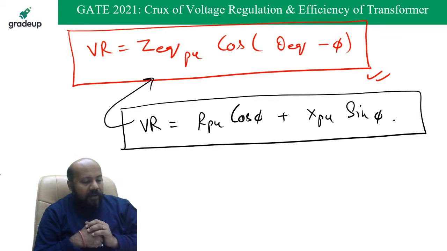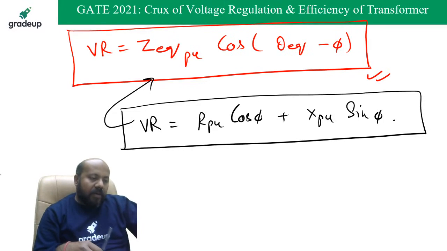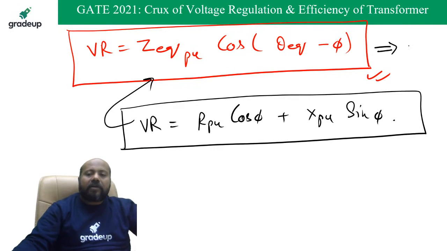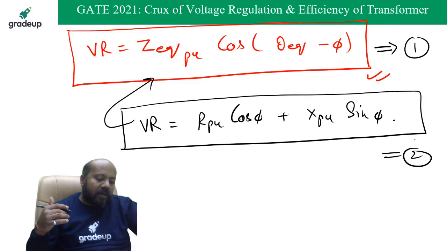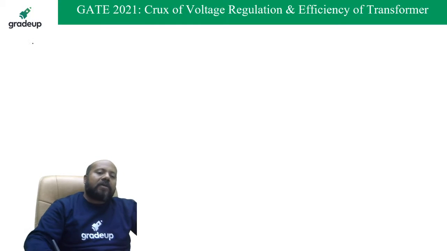Is it clear to everyone? Are you getting this idea clear in your mind? Suppose I am going with this equation. This is equation number 1, this is equation number 2. Both are the same equations; the way of representation is different. Suppose I am interested in the maximum voltage regulation.